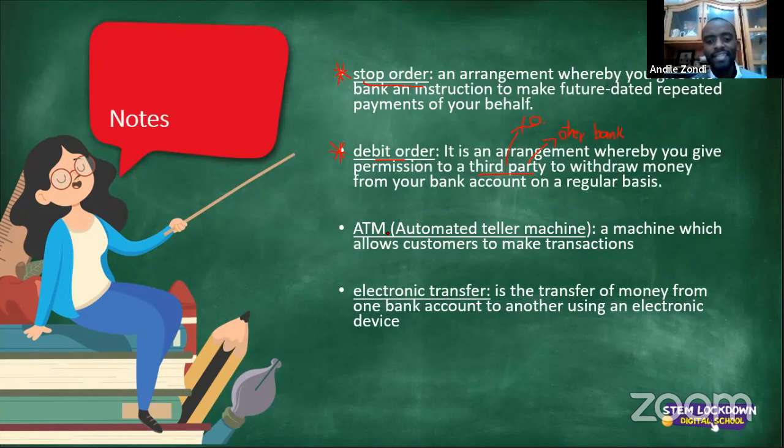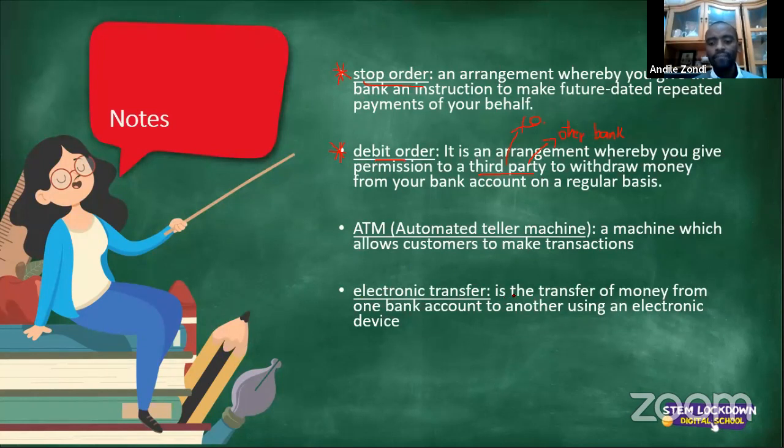ATM. You need to know what ATM stands for. This is very important. The abbreviation ATM stands for automated teller machine. So automatic. What a teller would actually do, you want money, they give you money. That's the machine, a machine which allows customers to make transactions. Nowadays, you can deposit, you can withdraw, you can do almost anything in the ATM machine.